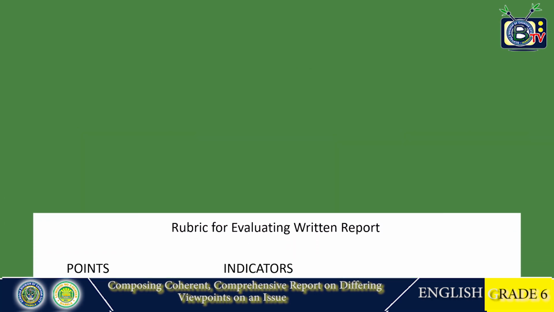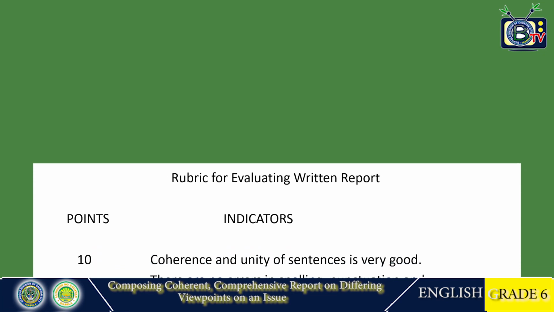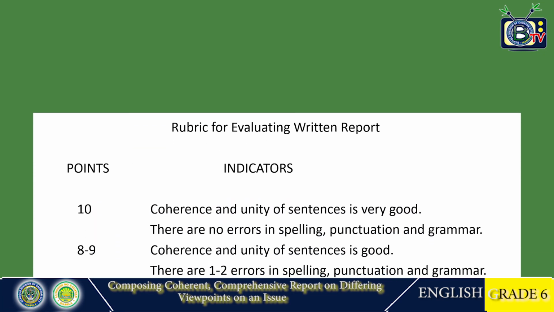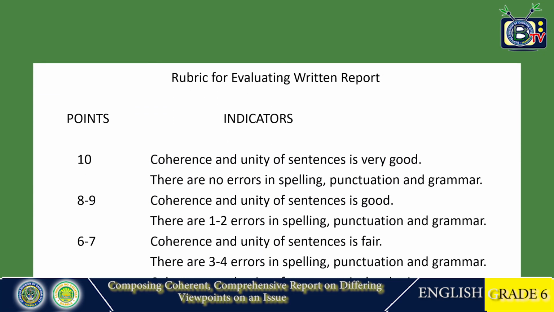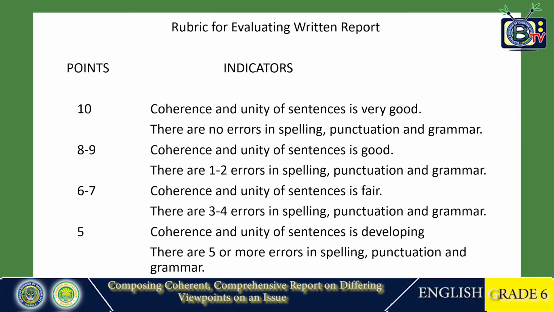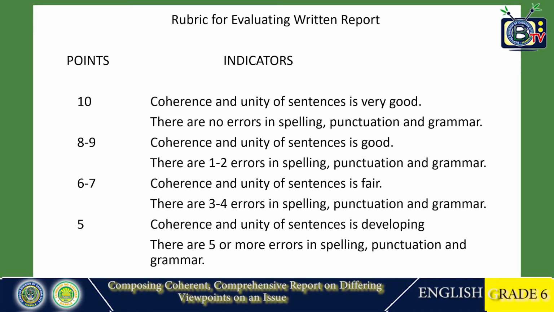Here's the rubric for evaluating your written report. 10 points if coherence and unity of sentence is very good, that there are no errors in spelling, punctuation, and grammar. 8 to 9 points if coherence and unity of sentences is good, there are 1 to 2 errors in spelling, punctuation, and grammar.